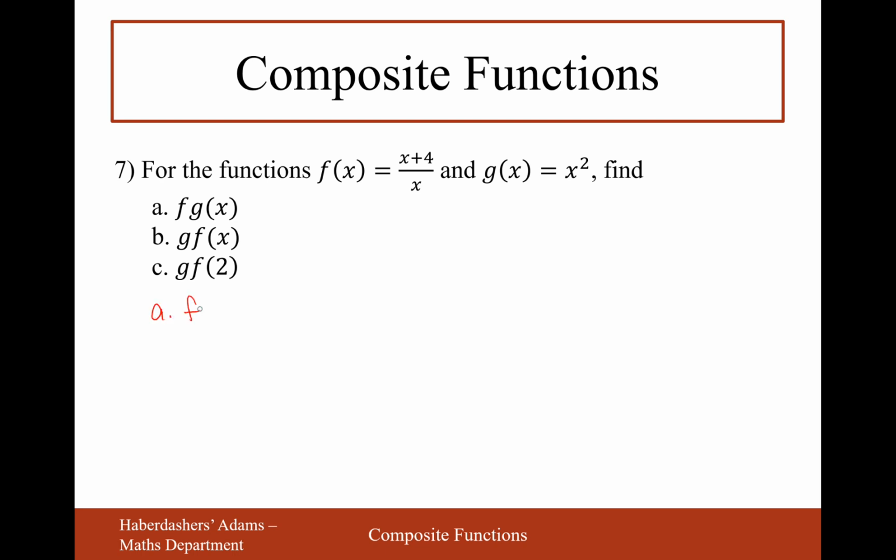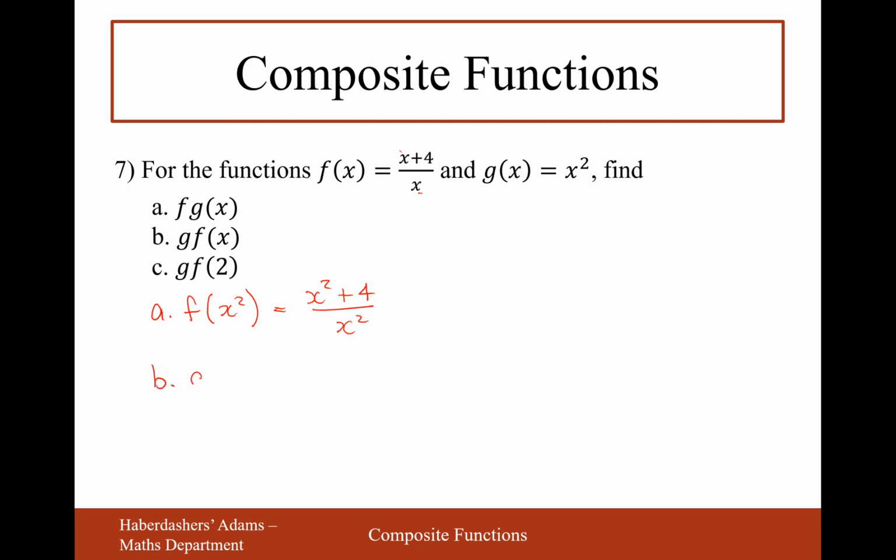So for part A, it's going to be f of the g function. So the g function here is x squared. And then I'm going to put this algebra, x squared, into the f function. So where x appears in the f function, I'm going to write this algebra. So it's going to be x squared plus 4 over x squared. x squared had to appear in 2 positions, up here and down here.